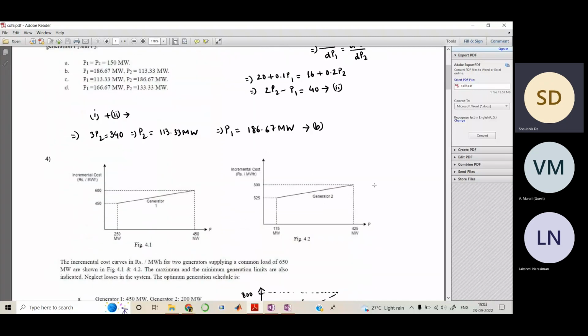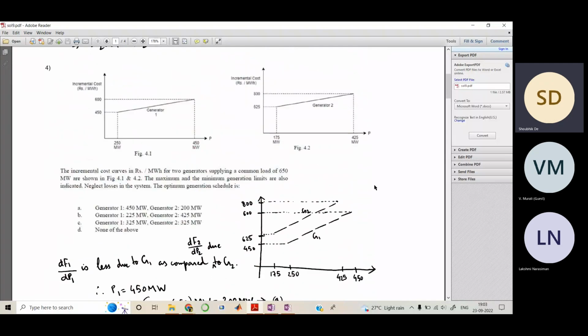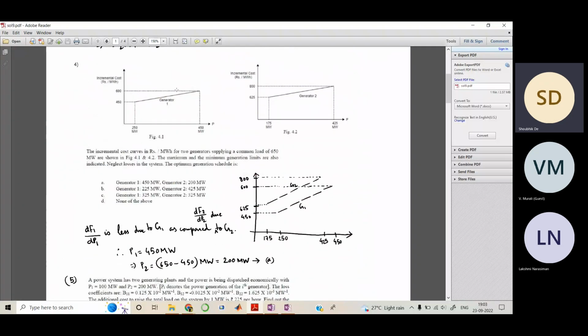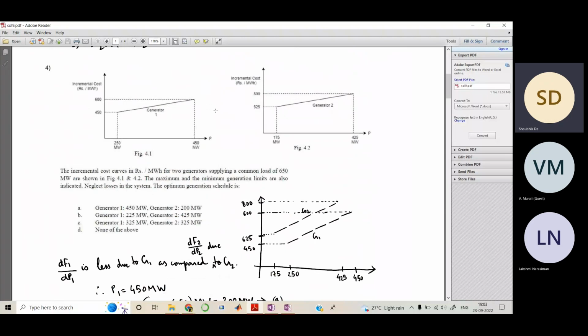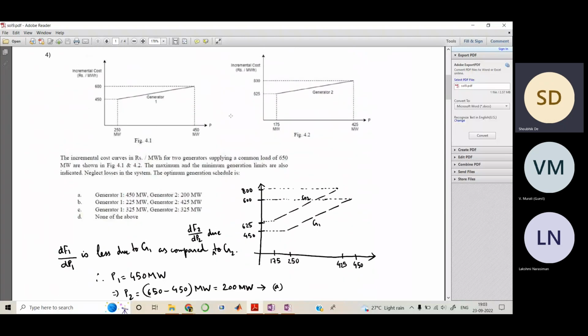Now going straight to the fourth problem. This is a pretty small problem, but an important problem. You need to carefully look at these two graphs and then solve it. This is an incremental cost curve for generator 1 and an incremental cost curve for generator 2. They have stated that the maximum and minimum limits have also been indicated: 250, 450, 175 and 425.